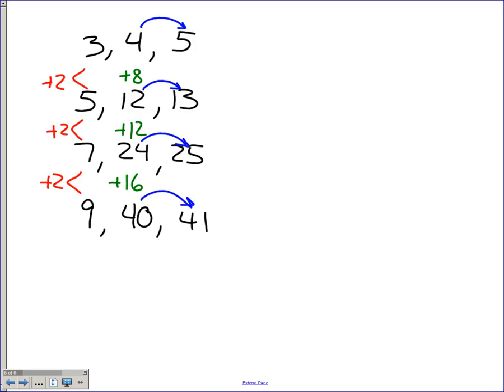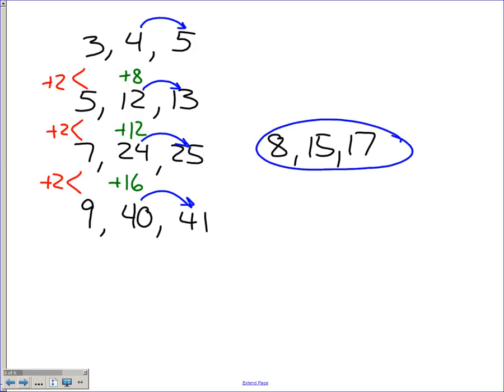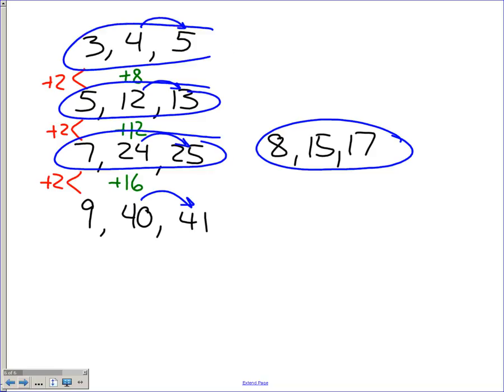This pattern continues. There are many more in this series, but notice that the 8, 15, 17 Pythagorean triple is there. It just doesn't fit this pattern. And there's lots of other Pythagorean triples that don't fit this pattern, but they're there. All right? But again, the ones that we need to know are this one, this one, this one, and this one, and their multiples. That is the Pythagorean theorem.